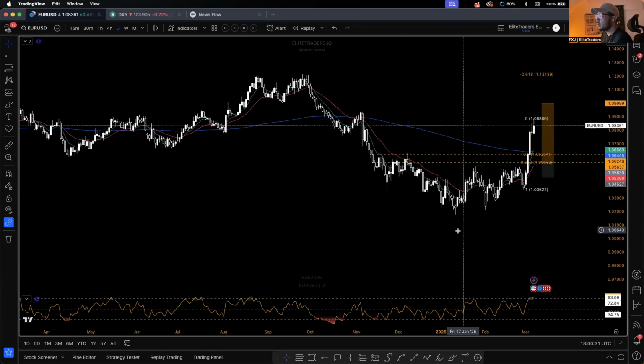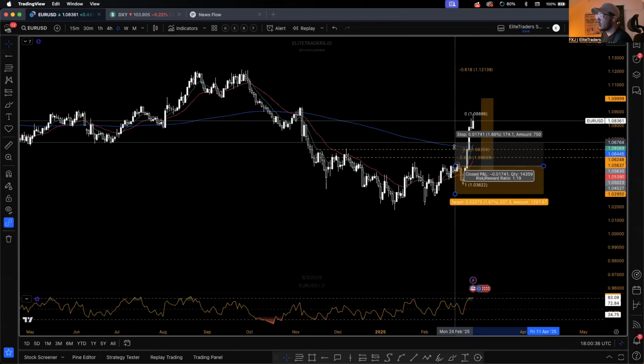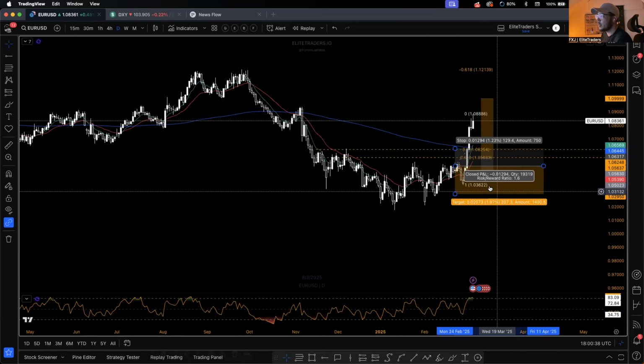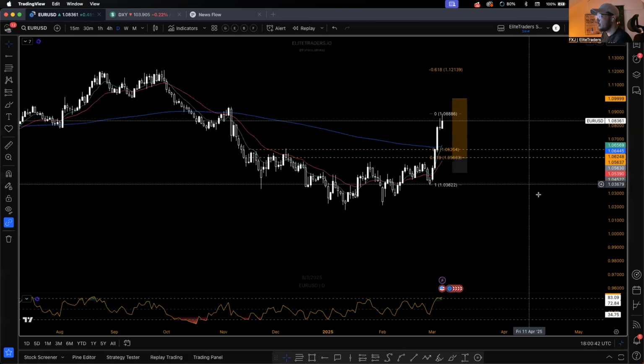I almost got stuck in it as well. Just for some transparency, we took a short position on euro dollar. I sent a short position around here. I got stopped out very quickly on that one, so it is what it is.